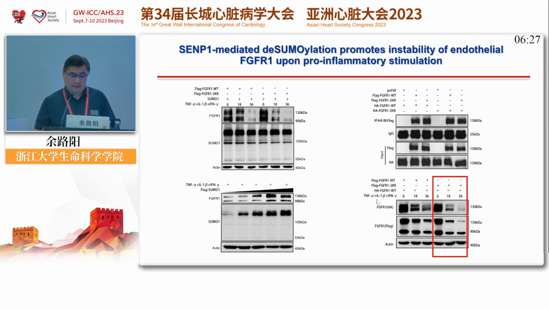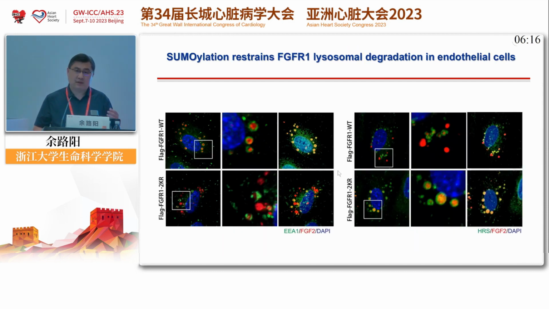And the deSUMOylated form, even in the heterozygotes, can promote the degradation. We finally find this degradation is based on the lysosome degradation pathway. So the deSUMOylated form disrupts the recycling of FGFR1 intracellularly. It cannot go into the early endosome, but almost all goes to the late endosome and the lysosome, and treats FGFR1 like some kind of protein garbage.